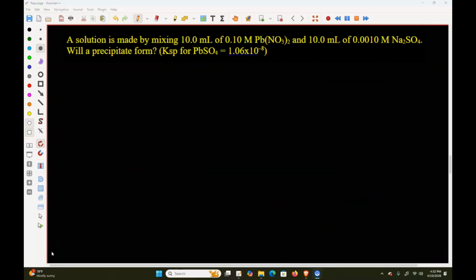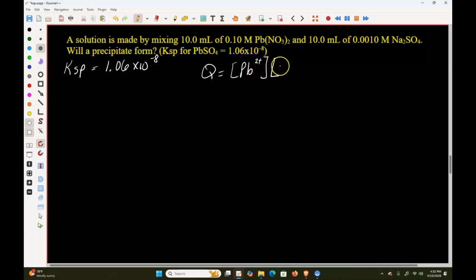Okay, in problem 6, we're going to be mixing two solutions again, and we want to see if a precipitate will form. Okay, I know my Ksp for lead 2 sulfate is equal to 1.06 times 10 to the negative 8. So I'm going to be solving for Q, so Q is going to equal my concentration of lead 2 times my concentration of sulfate.